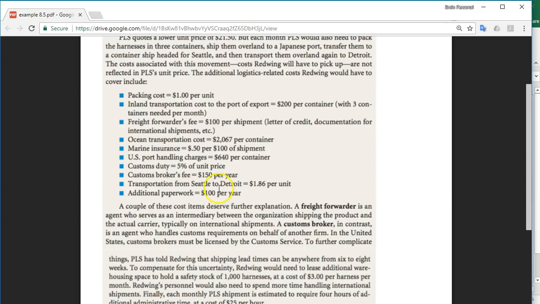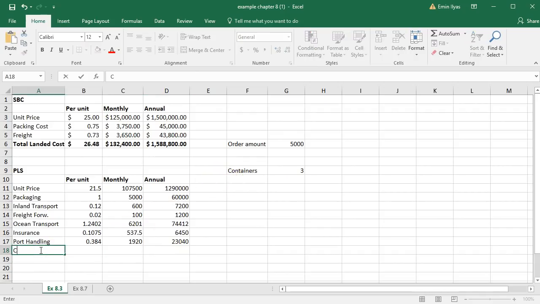Then obviously we have to pay customs fee, which is 5% of our unit price. Come to Excel, type customs, and here type 5% of our unit price. Monthly, it will be this times the number of units, and annual as usual.